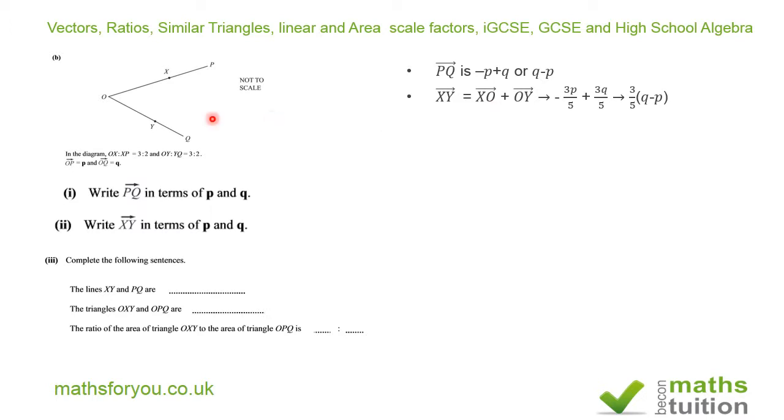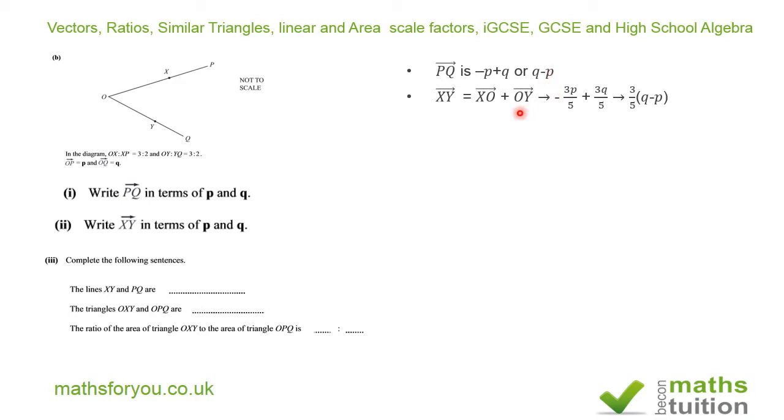Similarly, X to Y is also going from X to O and from O to Y. Now, because the ratio of OX to XP is 3 to 2, it follows that the ratio of OX to the whole of OP is 3 to 5. Hence XO is minus 3 over 5 P. Similarly, OY is plus 3 over 5 Q. And when we tidy up, XY becomes 3 over 5 (Q minus P).